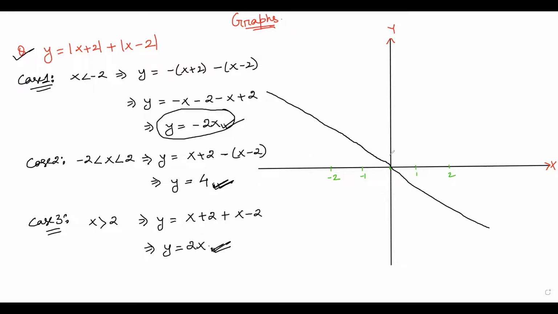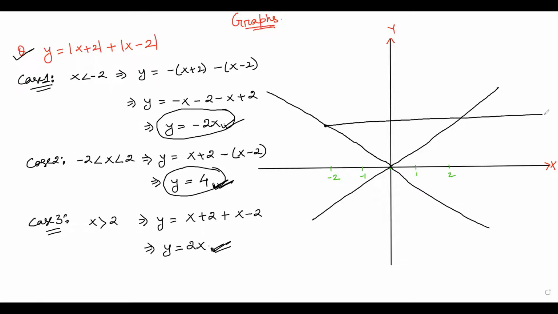In a similar way, y equal to 2x would be a line something like this, passing through the origin and having a slope of +2. And y equal to 4 would be a line parallel to the x-axis and passing through the point (0, 4). So the line would be something like this, that is parallel to the x-axis and passing through the point (0, 4).